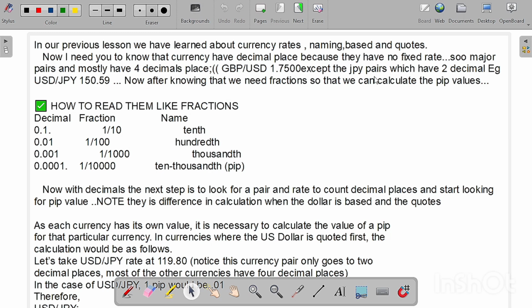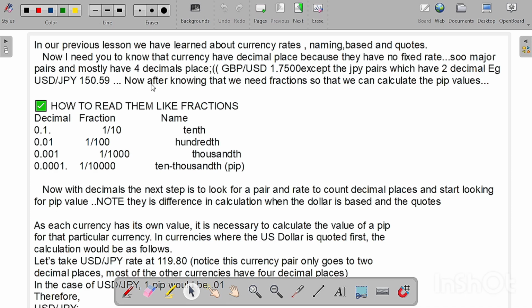Except the JPY pairs, which have 2 decimal places. Example, USD JPY, which is trading at 150.59. So you need 150.59 yen to buy one base currency of dollar. This is the amount of yen you will have to pay so that you can get one base currency of this dollar at that time.